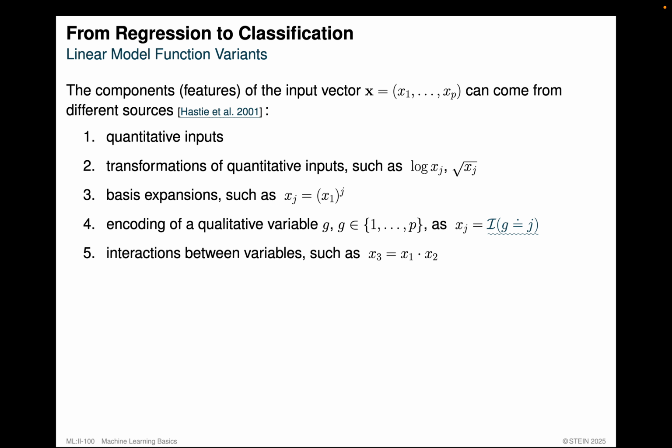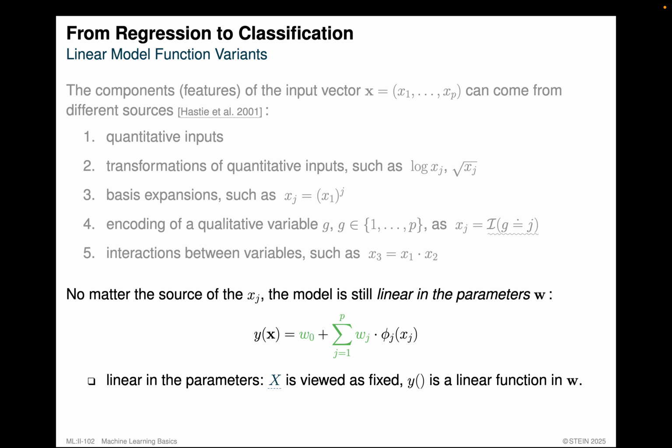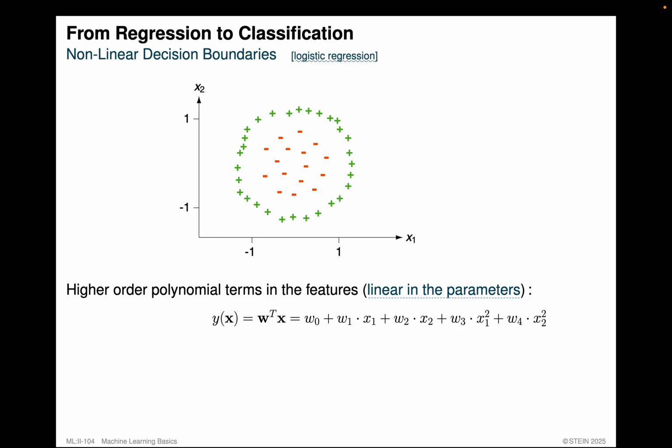None of this affects the linearity of the model function. The model function is linear regardless of what we do to the features. It is simply linear in the parameters of the model function. So we see x is fixed, y is the model function, and w is our set of parameters. And with this, we can do all kinds of funny things. We can learn functions like this.